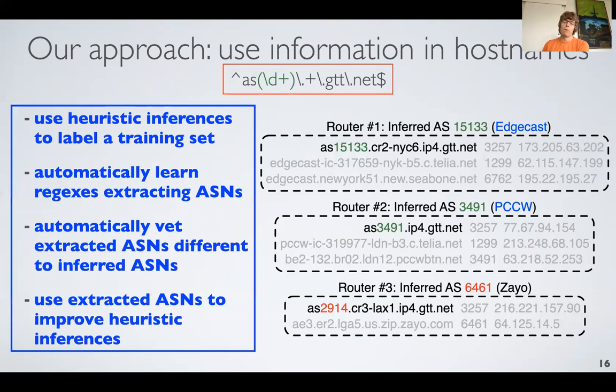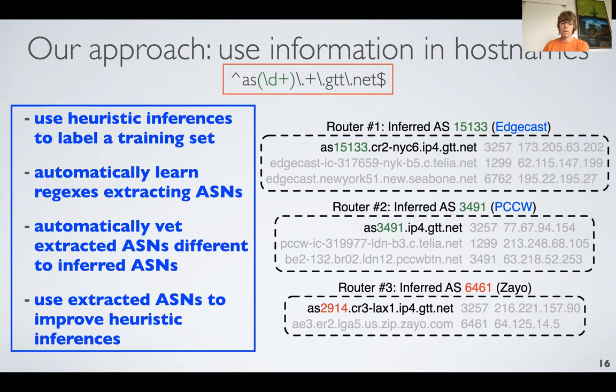So broadly, the method that we use in this work is we focus on the routers with an ASN involved. We use heuristic inferences to label a training set. We use that labeled training set to automatically learn regular expressions that extract ASNs from those routers. And we do this through identifying that the AS number that we infer to operate the router is observed in a hostname string.